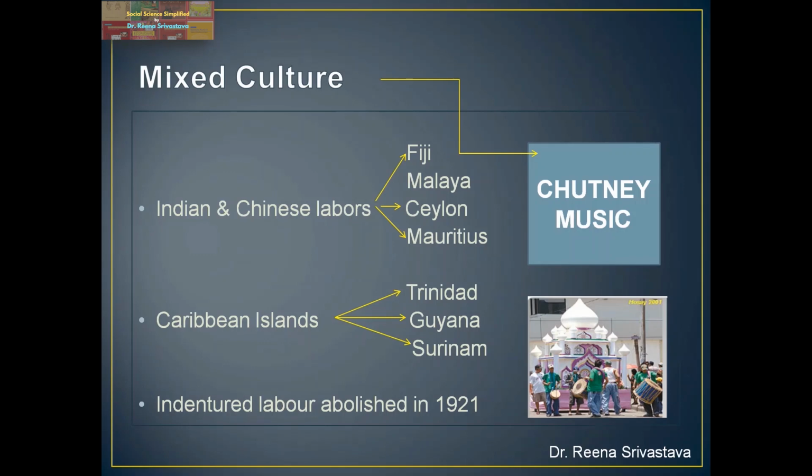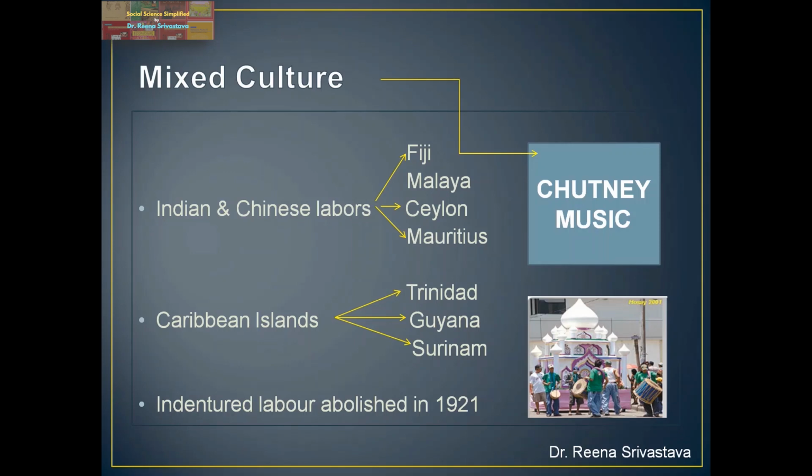There will be a mixed form of music. So there emerged a form of mixed culture, composite culture, and chutney music is one of the best examples of this mixed culture. If you listen to this music, you'll find the African music there, even the Chinese music there, even the Indian music, Bhojpuri music, it's there. So chutney music is a very good example of mixed culture.